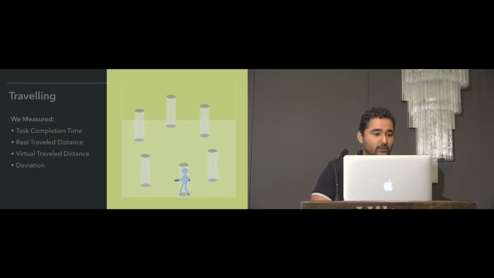We are also evaluating the real travel distance, which is the distance in the real world when the user goes along this path. And, of course, the virtual travel distance, which is the same as the previous one, but in the virtual space. And also, we wanted to measure the deviation from the best path, which could be represented as a straight line between the targets along each specific task path.